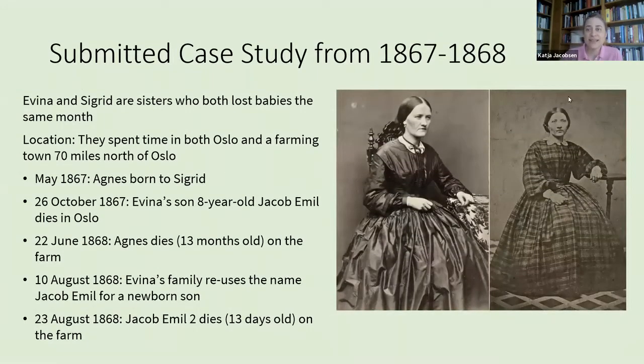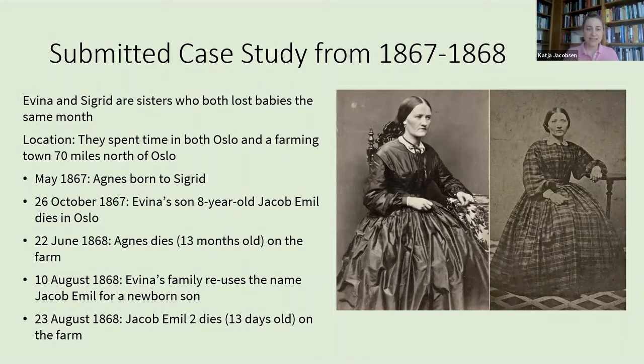Our next case study is from 1867 to 1868, and the person who submitted this case study added in some family photos of these two sisters, Avina and Sigrid, and the sisters both lost babies in the same month. So this was a family that split its time between living in the capital city and living in a farming town that's about 70 miles north of Oslo.